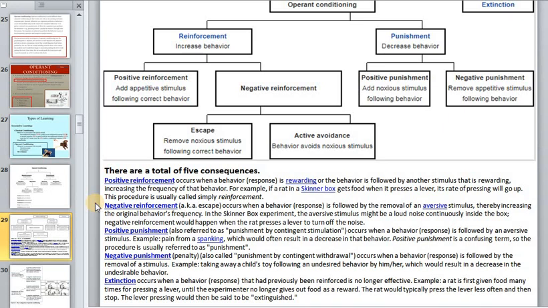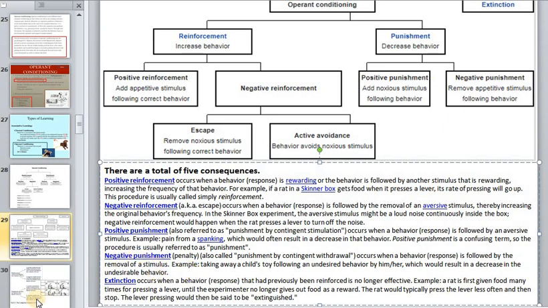And positive punishment, also referred to as punishment by contingent stimulation, occurs when a behavior or response is followed by an aversive stimulus, for example pain from a spank, which would often result in a decrease in that behavior. Positive punishment is confusing in terms, so the procedure is usually referred to as punishment.